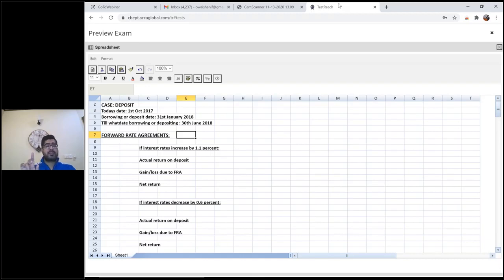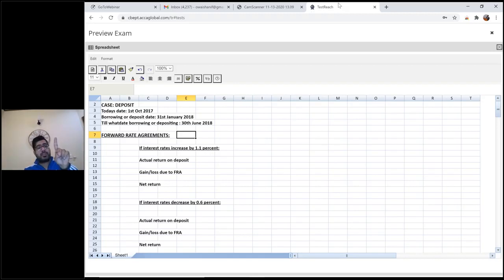Now start counting. Today is 1st October. 1st October to 1st November, 1 month. 1st November to 1st December, 2 months. 1st December to 1st January, 3 months. And 1st January to 31st January, on which you will deposit, 4 months. You need to deposit after 4 months. Today's date is 1st October. You need to deposit on 31st January. So you will deposit after 4 months.